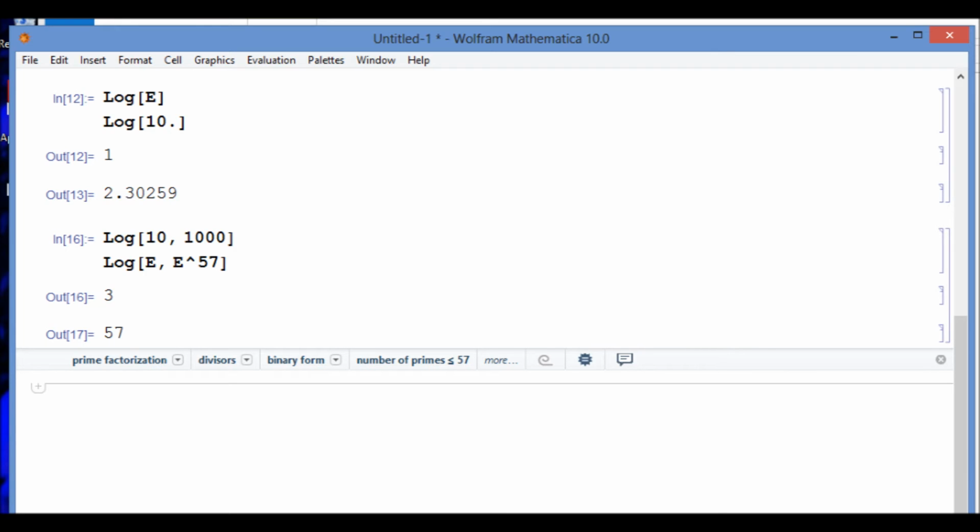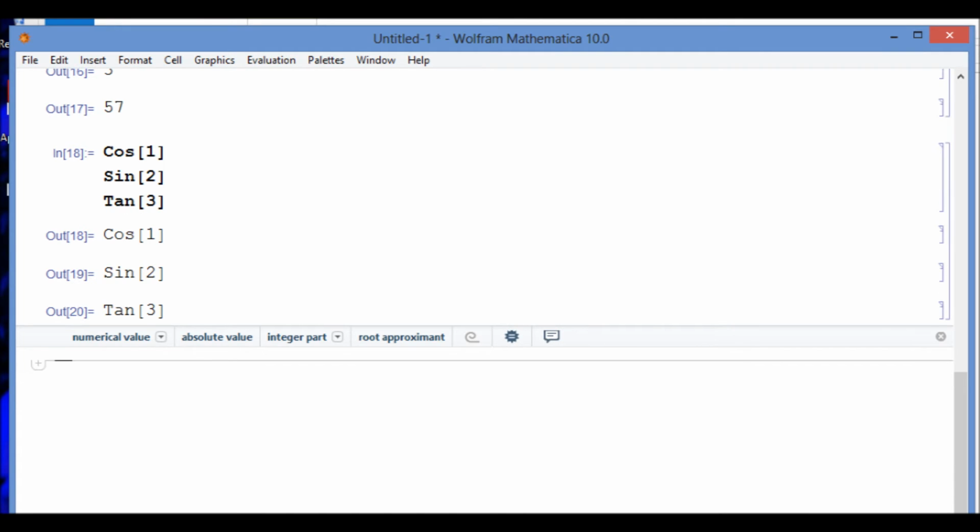The log function with base 10 can be computed by inserting the base, as in the example. These are trigonometric functions. By default, the arguments 1, 2, and 3 are recognized as radian measures. Probably we want numerical values, and we use the N command for that.